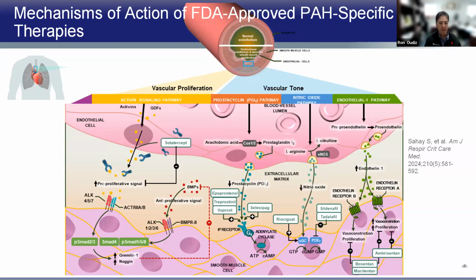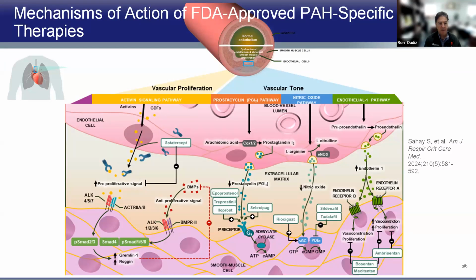We have the NO pathway that looks at cyclic GMP as the second messenger and enhancing that signaling pathway. And then we have the endothelin-1 pathway. That's a typo there. It's endothelin, not endothelial. It is endothelial derived, but it's endothelin-1 that is a very potent vasoconstrictor. And endothelin receptor antagonists, or ERAs, are the backbone of treatment for our PAH patients.